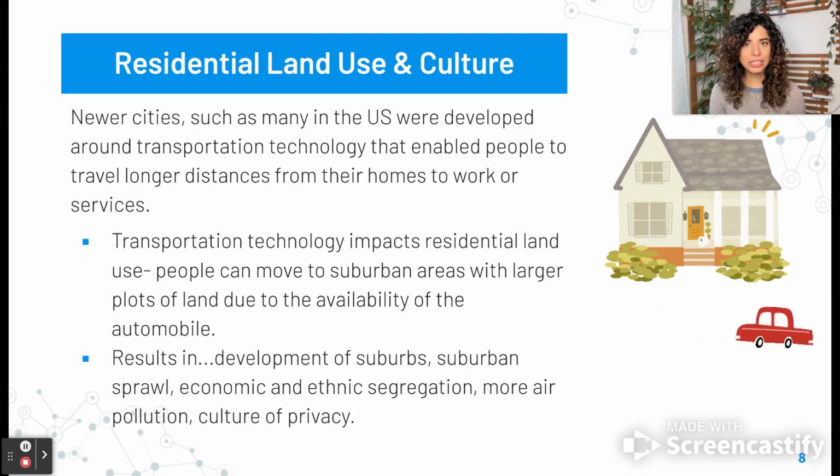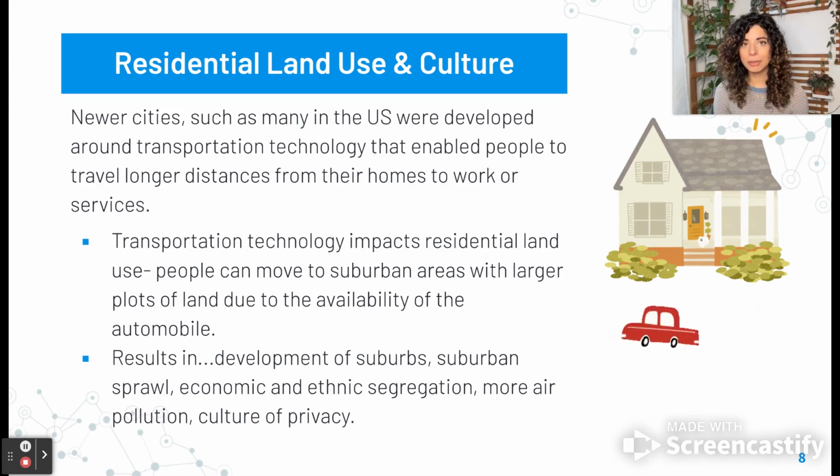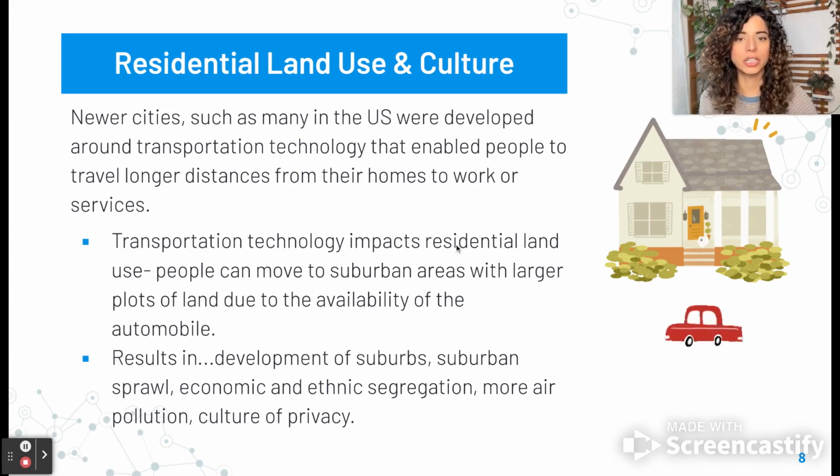So transportation technology impacts residential land use. People can move into suburban areas with larger plots of land due to the availability of the automobile. So essentially, we see that resulting in the development of suburbs, suburban sprawl as well, economic and ethnic segregation, more air pollution, and then also this idea of a culture of privacy because you have a lot more space in between your homes.